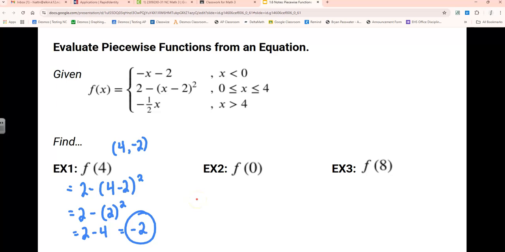Okay, questions there? All right, so if I am looking at the next one, I've got to decide which function to use for 0. A lot of times they're going to ask you about these like cutoff points, the places where you switch from one function to the other, because those are sort of the most interesting points of the graph. So if I'm looking for f of 0, which function should I use? The top, the middle, or the bottom?